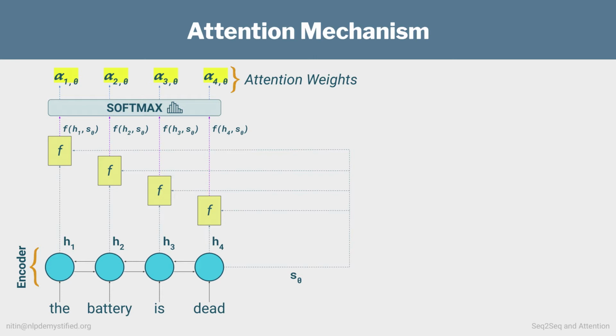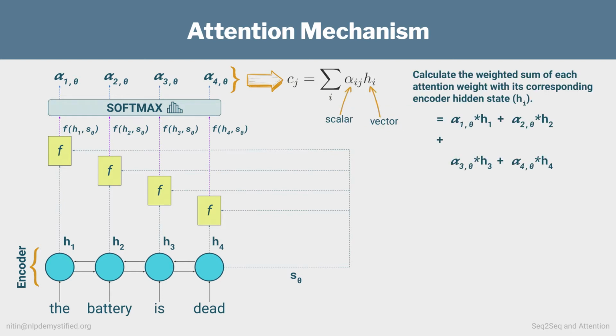Just to note, each weight has 2 subscripts here, so the first subscript represents the hidden state it's weighting, and the second subscript is the decoder time step. So A sub 10 is the weight for the first encoder hidden state, and the 0th decoder time step. The next step is to calculate a context vector which combines the hidden states according to their weights. And that's just the weighted sum of each attention weight with its corresponding encoder hidden state. So it's the first attention weight multiplied by the first hidden state, plus the second attention weight multiplied by the second hidden state, and so on. So now we have a single context vector carrying a mixed signal from all the encoder hidden states.